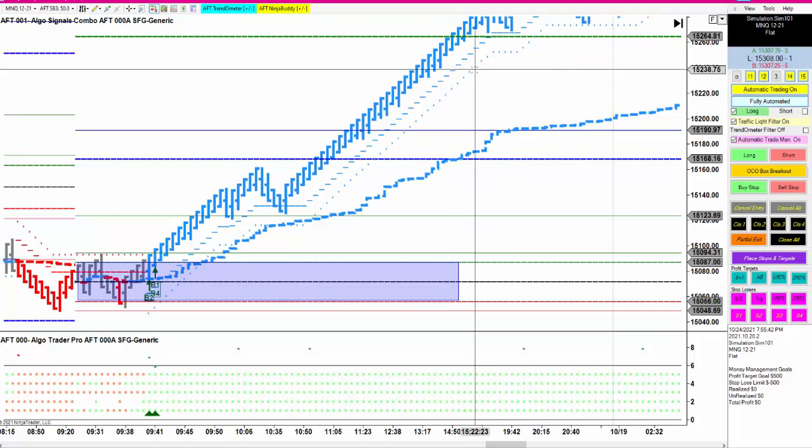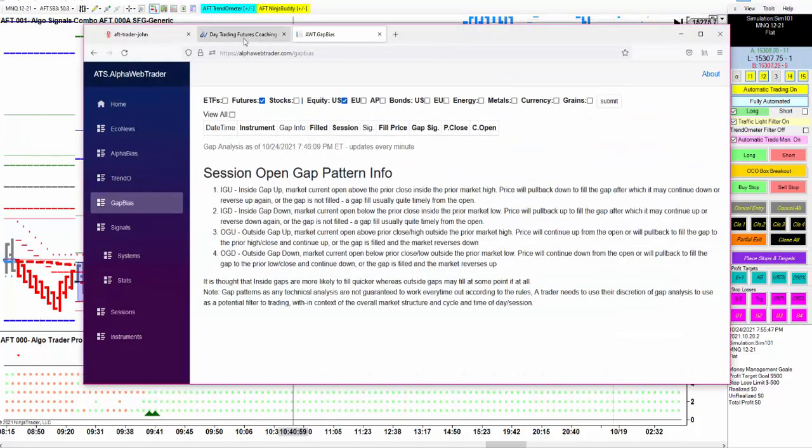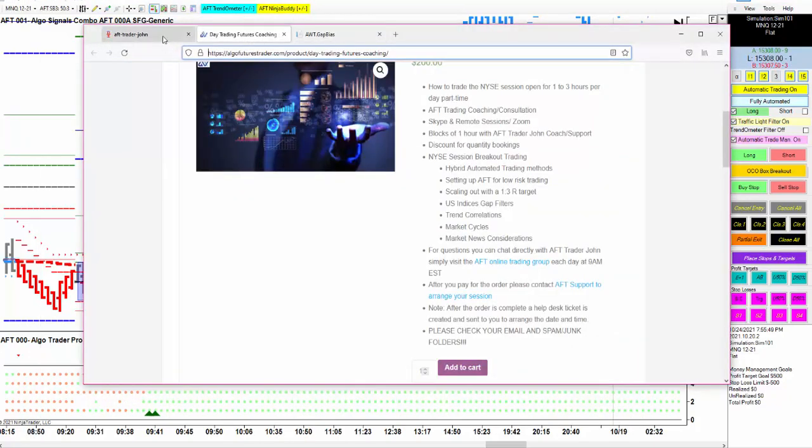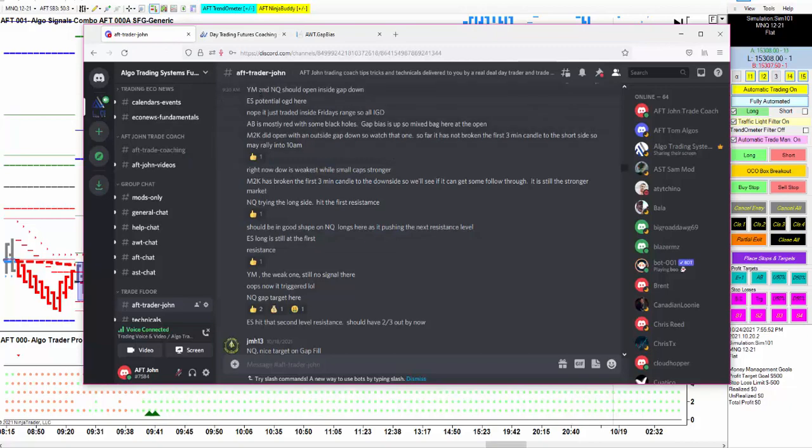So that's what we're looking for, and you can join us for free in our Discord server. If you come to our Discord server under Trade Floor, AFT Trader John, we gather in the morning about 9:15 before the market opens. I give you that information to tell you what the bias is looking like. Do we have an inside gap down like we did Monday, in which case we're going to favor the long side? If it's an inside gap to the upside, we'd be favoring the short trades, and so on.